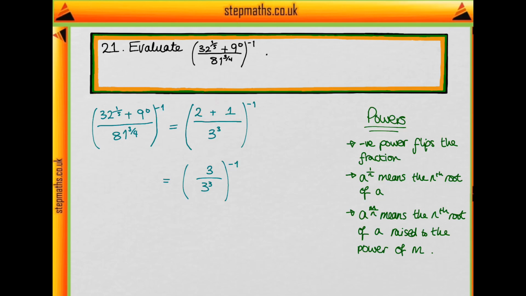This becomes a 3 on the top over 3 cubed, because the 3 is going to cancel with one of the 3's down here, so we get 1 over 3 squared, so 1 over 9. But then the -1 means we're inverting the whole thing to just give 9.